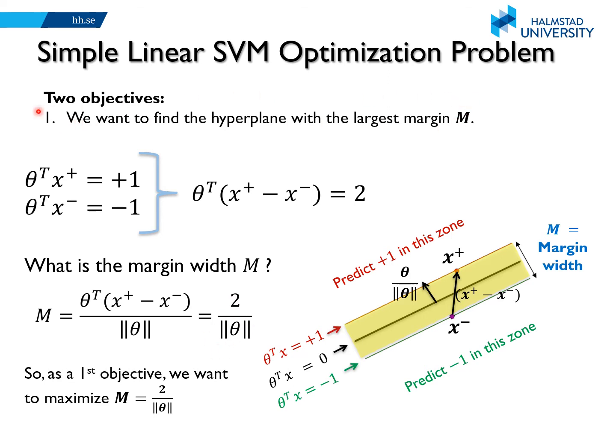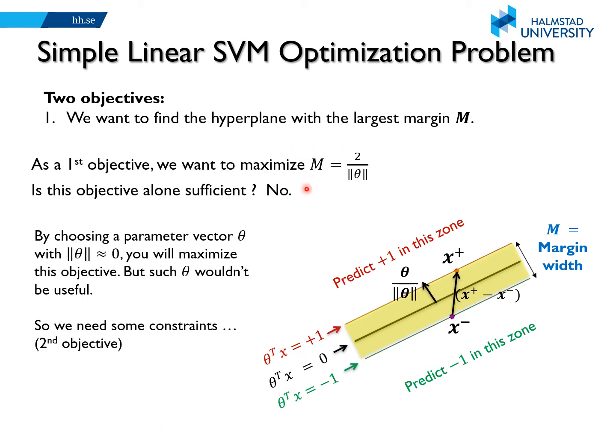So as a first objective, we want to maximize the margin. So we want just to maximize 2 over the norm of theta. In other words, we want to minimize the norm of theta so that the margin is maximized. But only maximizing the margin is not sufficient, because you can always choose your parameters vector so that its norm is close to 0. For example, you choose all your parameters to be 0 or close to 0. And in this case, this margin would be very large. But such parameters vector wouldn't be useful, right? So we need some constraints, and this is given by our second objective.